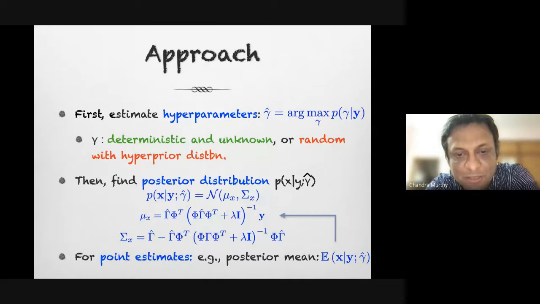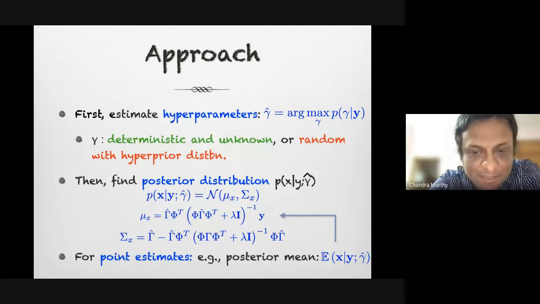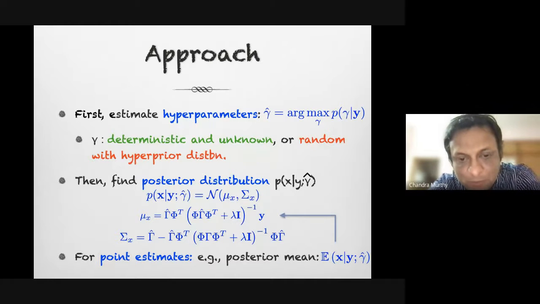In fact, we can write out exactly what that distribution is. It is a Gaussian with mean mu x and covariance matrix sigma x, where this mu x has this formula given here: gamma hat phi transpose times the inverse of phi gamma hat phi transpose plus lambda times the identity matrix, times y. And sigma x has another big formula here. But the point here is not to be bogged down by these scary looking formulas, but rather to know that these things can be worked out quite nicely.